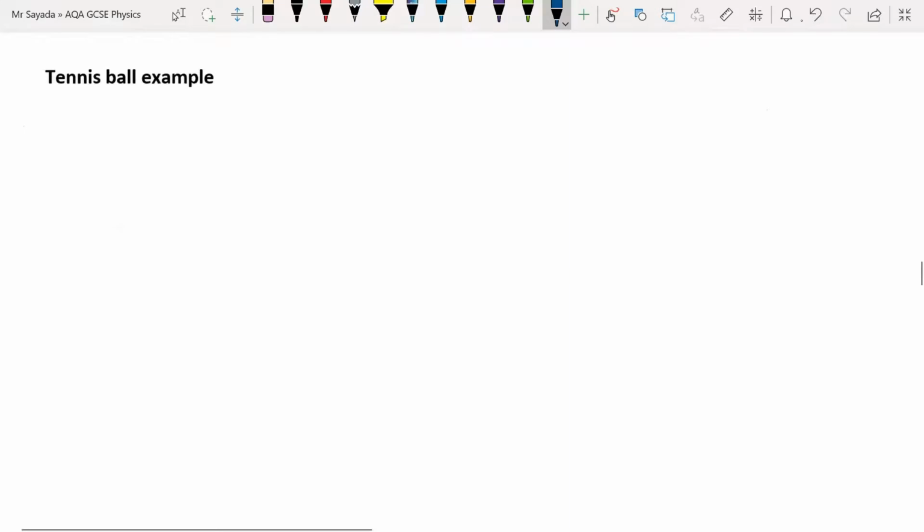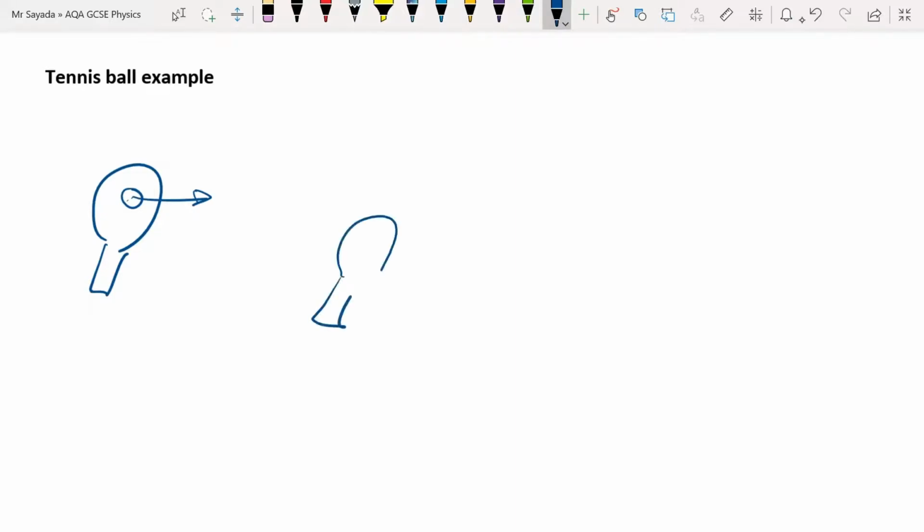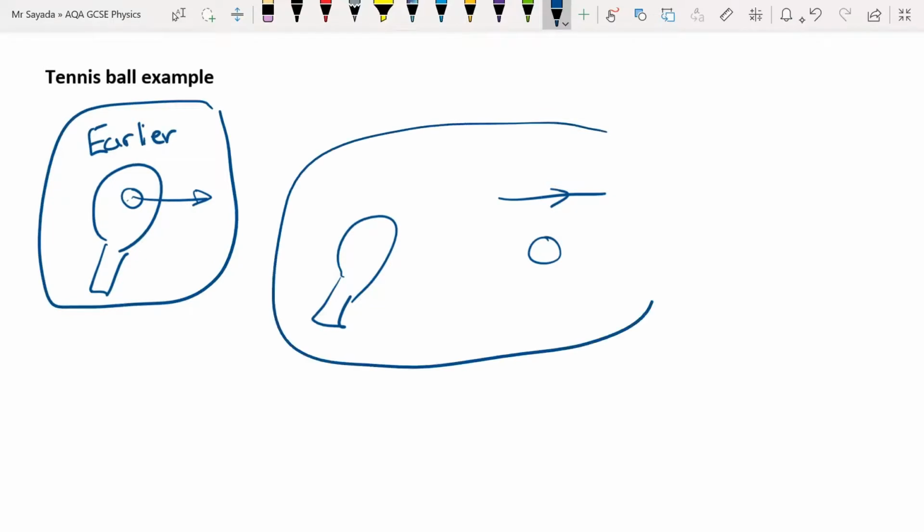Okay, we're now going to look at a couple of real examples. So the first is a tennis ball. If I do a very bad diagram of a tennis racket and a ball, while the ball is in contact with the tennis racket, the racket is applying a force on the ball. But later, when the ball has now left the tennis racket, the ball might be moving in this direction. So this is my earlier diagram, and this is later on.